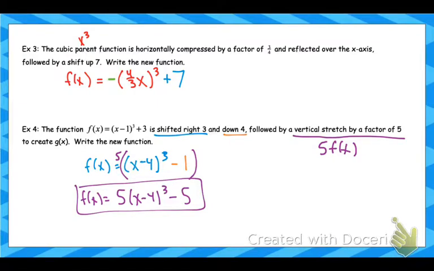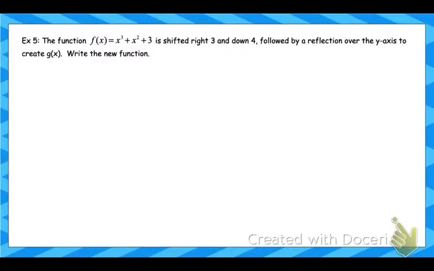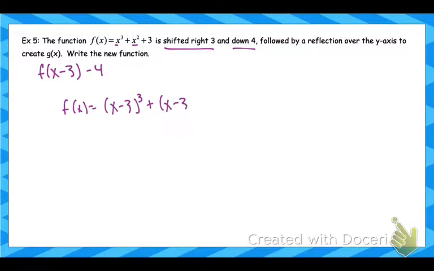All right, then the last one, similar type process, a little messier in the algebra though, because we're not dealing with a cubic parent function transformation. We have a generic polynomial here. So the first step, it says that this function is shifted right 3 and down 4. Well, in function notation, right 3 is f of x minus 3. Down 4 is just f of x minus 4. So on my function, this means I'm going to replace my x's with x minus 3. Minus 4 just means I take that whole function and I subtract 4. So that's a little bit of an easier step.